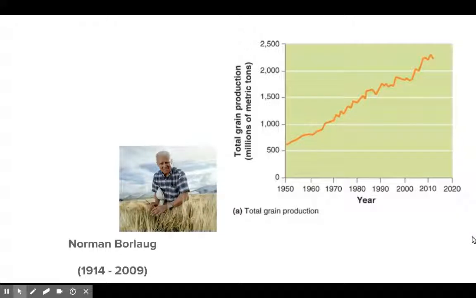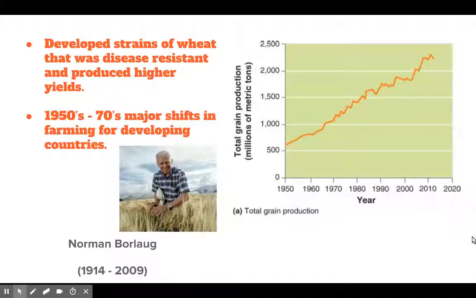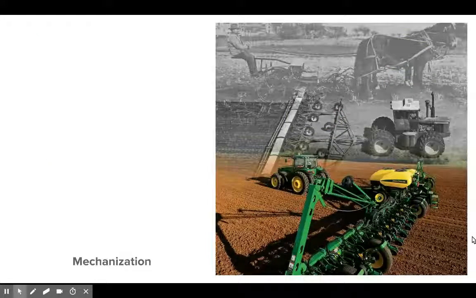He was a Nobel Peace Prize winner, and it started mainly in the 1940s, where he developed strains of wheat that were more resistant and produced higher yields, and we saw a major shift in farming, especially in developing countries like the Philippines and Mexico. It was a huge boom, and again, in those developing countries we have more food, which means now we have more people. So let's start off with mechanization.